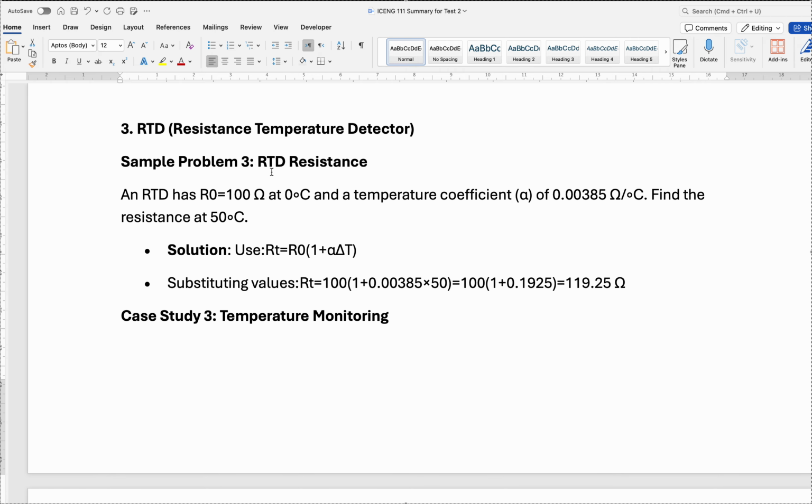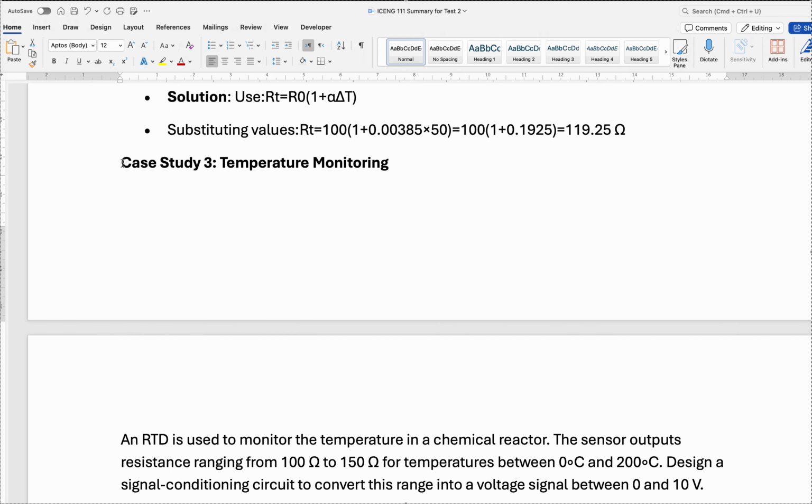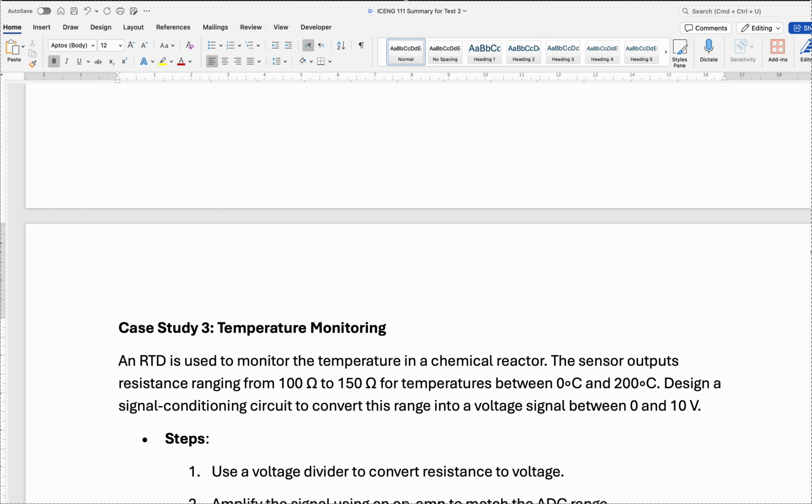Now for the RTD, we are using this equation: RT is equal to R0 into 1 plus alpha delta T. Again, the delta T, I think this is similar to the previous problem, which is 50 minus 0. And I'm giving the value of alpha. This is the R0. I substitute and I get RT. I think this is simple. Let's go to the next problem.